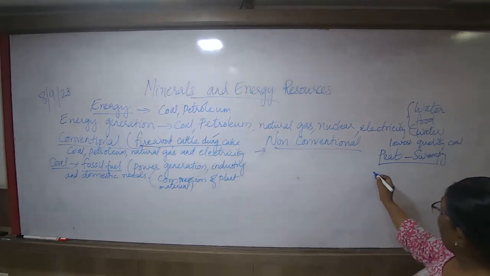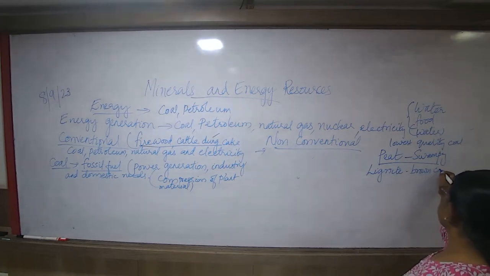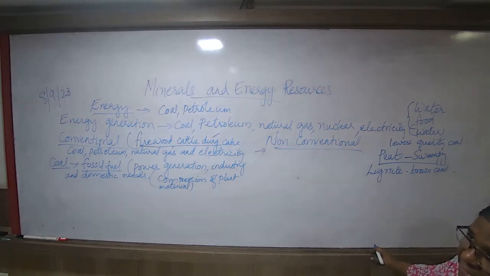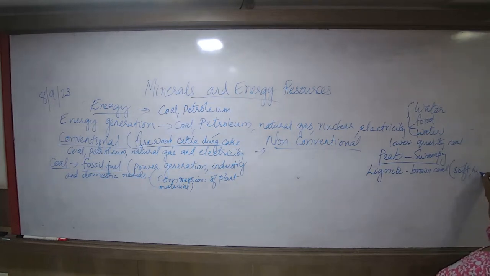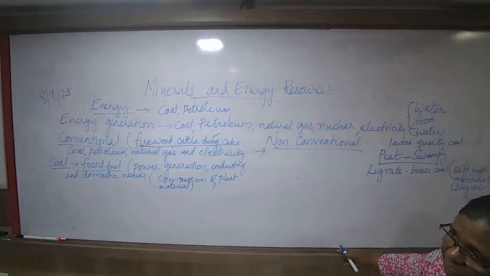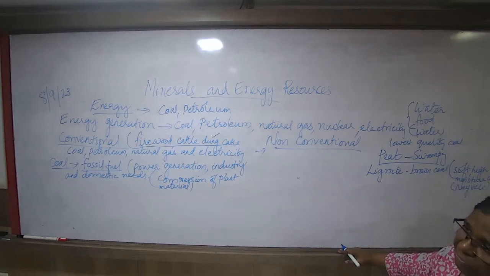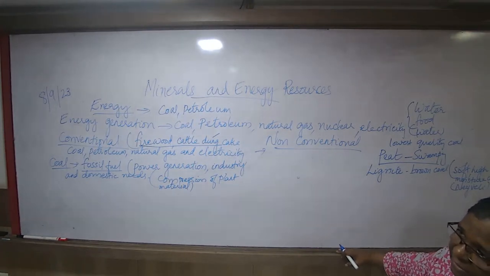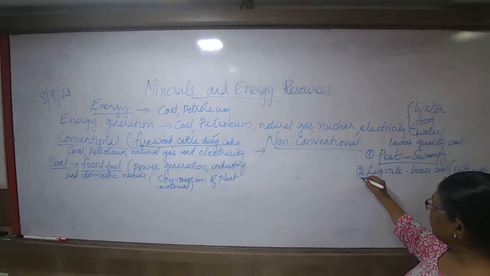Then after peat, next above is lignite. It is called brown coal. It is soft and has high moisture content. It is found in Neyveli. That is why the Neyveli Lignite Corporation was established for the production of electricity. Got it? So the lowest grade is peat. Above the peat there is lignite.